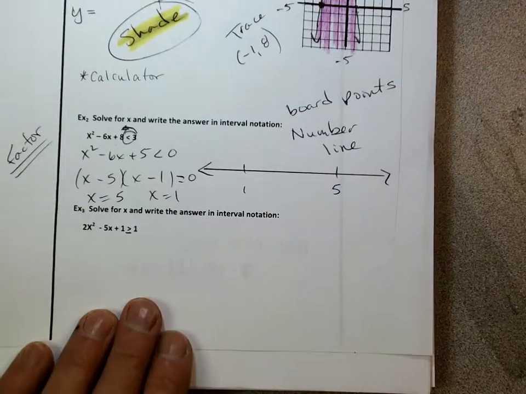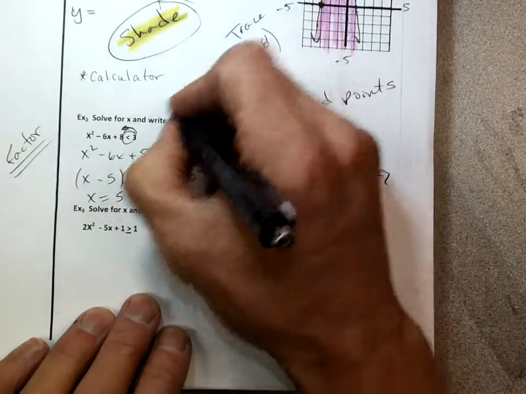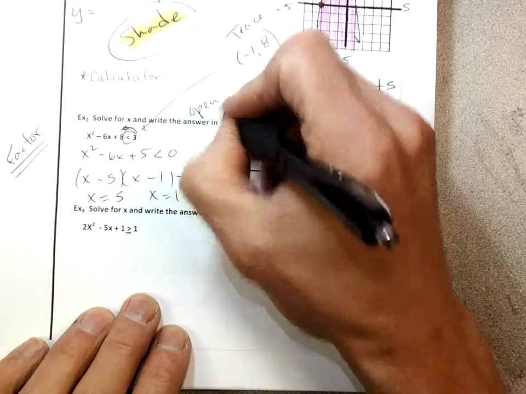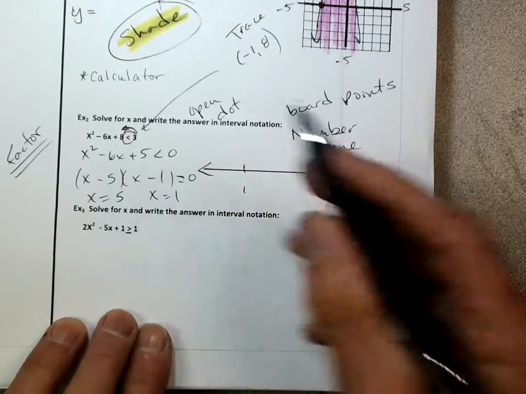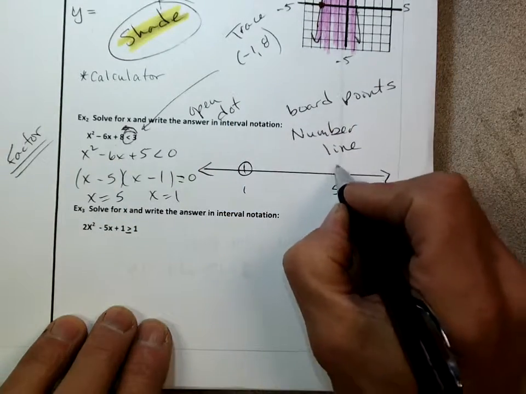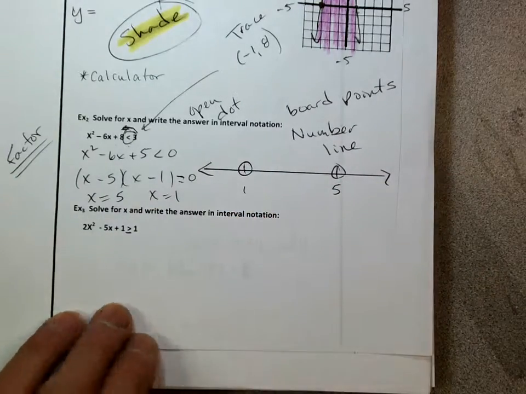I'm going to go with open circles, all right? I need an open dot on both because there's no equal sign, right? So open circle, open circle. I'd have a closed dot if there was an equal sign there, okay? Now, where do I shade?